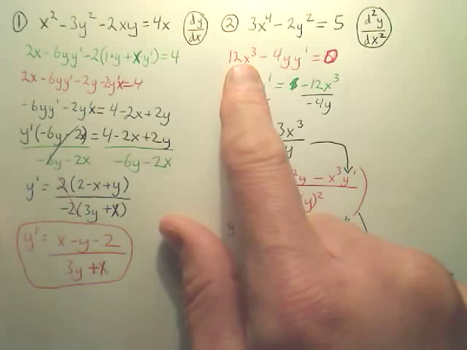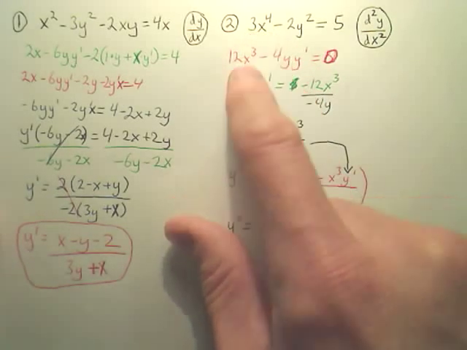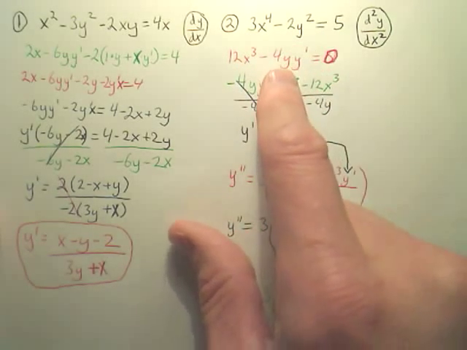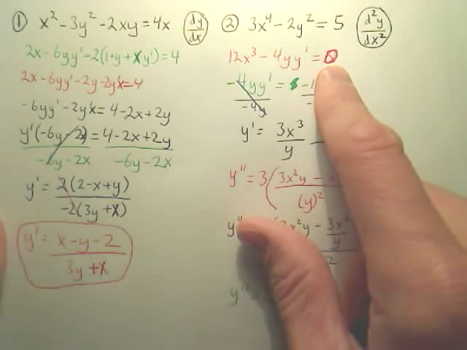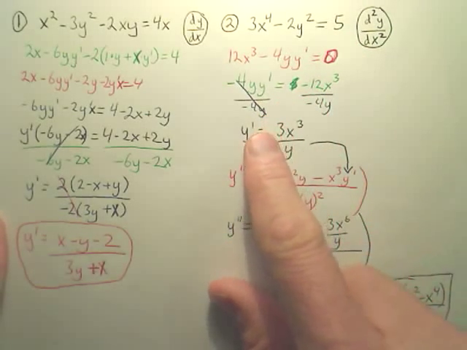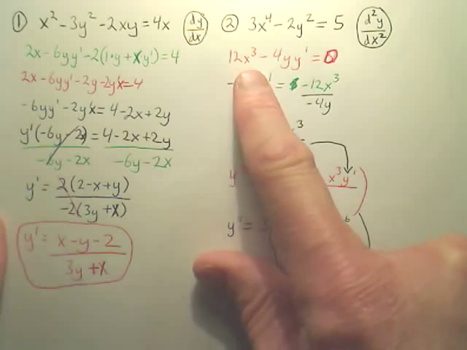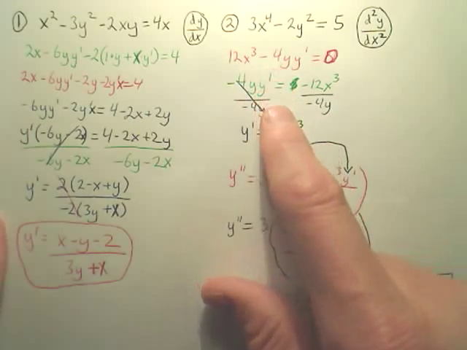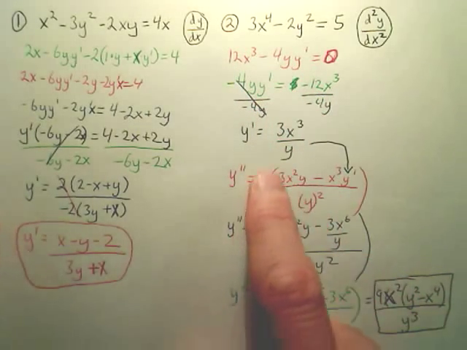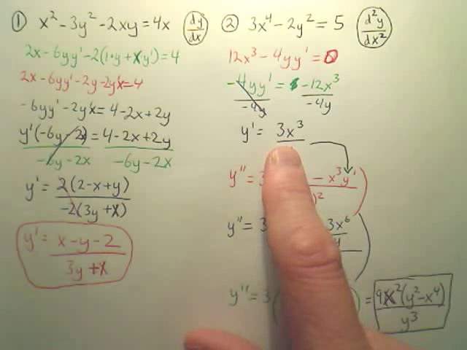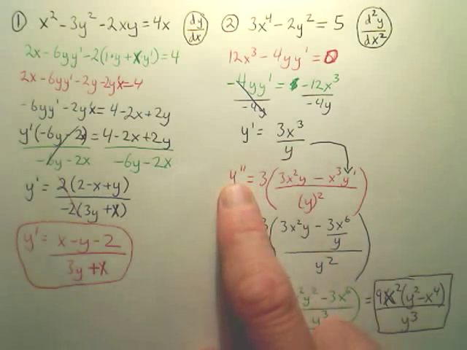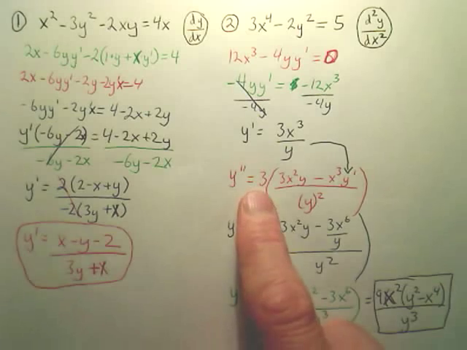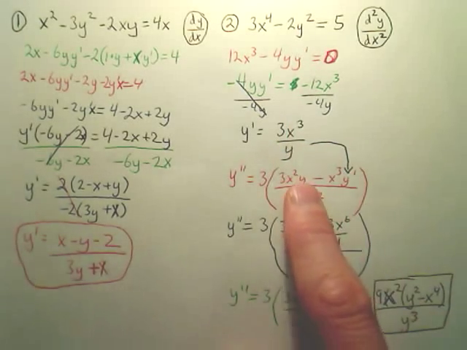So, for this one, I derive it, so this ends up being BAM, and this one is right here. Derivative of 5 is 0. I get y prime by itself, so I basically move this over, divide by the negative 4y. Now I'm deriving this. When I derive this, I left the 3 out front. Right here, I have a quotient rule.